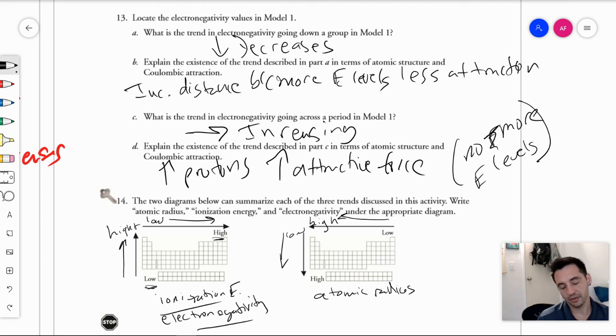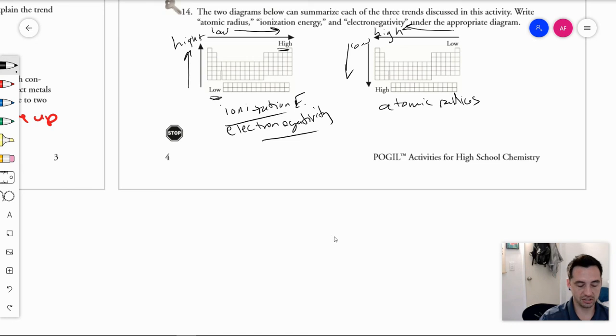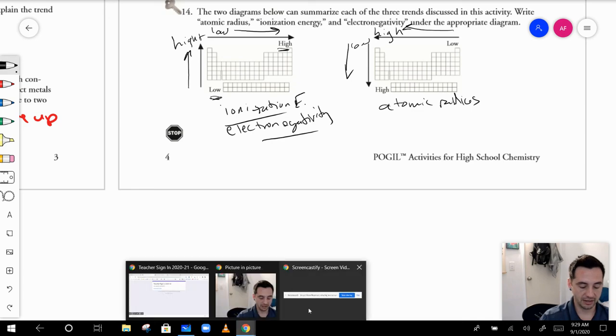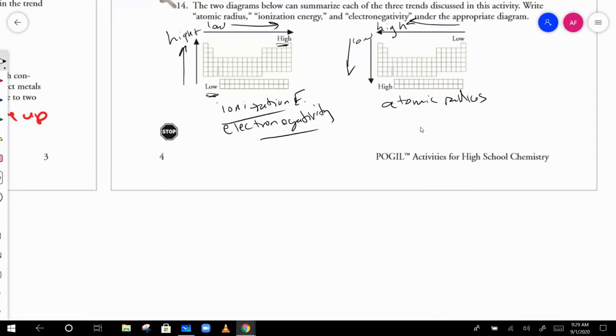Okay, but again, don't try and memorize them, try and understand them. And that is it for this one. It's a little bit tricky. There are some exceptions. We're not going to worry about the exceptions. We're just worried about the overall general trends. Okay, and that is it. I call it a day for that one too.